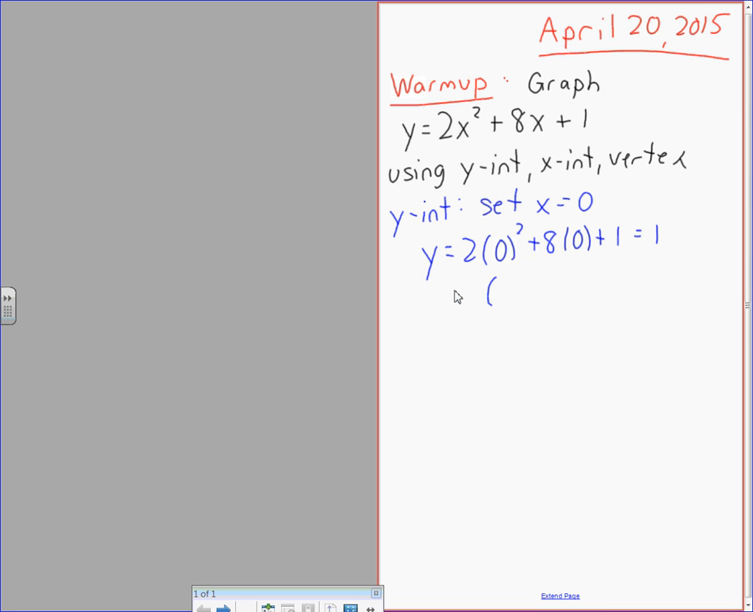0 comma 1. Okay. Now, you might say, Mr. Sal, that's obvious, but I want you to be clear about writing that out, just so that when you have to graph it, please remember it goes x comma y, right? So x comes first, so there's 0 and 1.